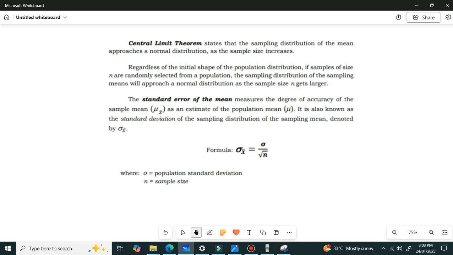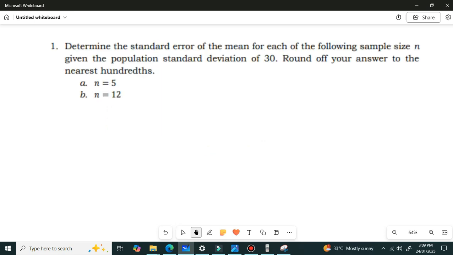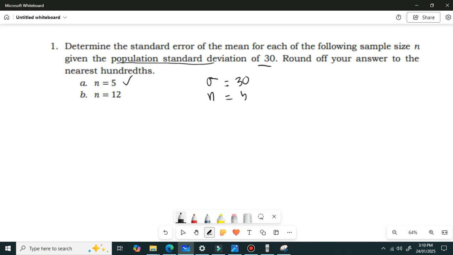Let us have examples. Determine the standard error of the mean for each of the following sample sizes n, given the population standard deviation of 30. Round off your answer to the nearest hundredths. Our given for the population standard deviation is 30, and for letter A, our sample size is 5.